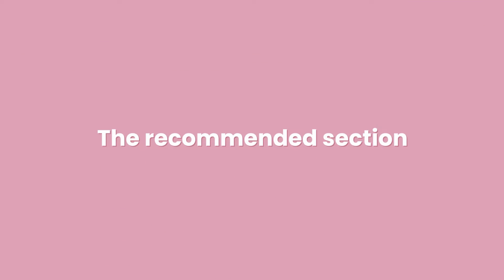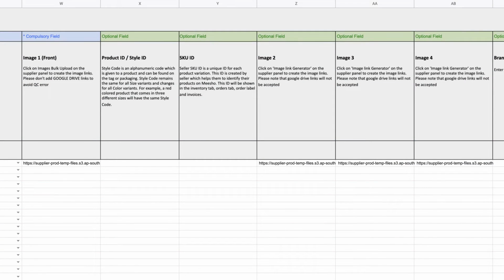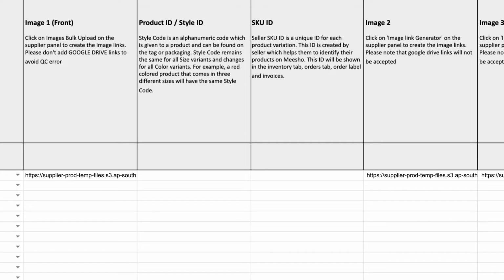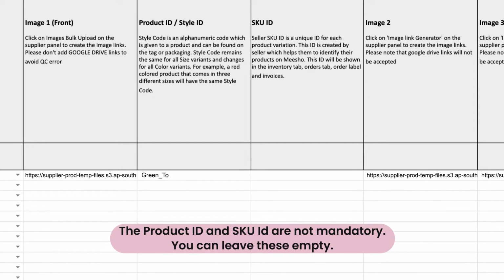The recommended section. Product ID versus SKU ID. A unique product ID or style ID is given to each of the distinct color variations of your product. A unique SKU ID is given to each of the size variations of your product.